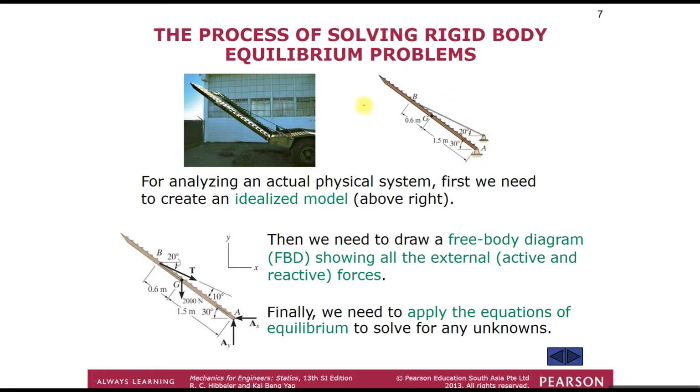We draw the idealized model, removing all the attachments. For example, the body of the truck over here, we remove it. We only consider the part that we want to analyze. Next, to draw the free body diagram, we remove all the necessary points and replace them with the external forces, showing the active and reactive forces. After that, we apply the equations of equilibrium to solve for any unknowns.